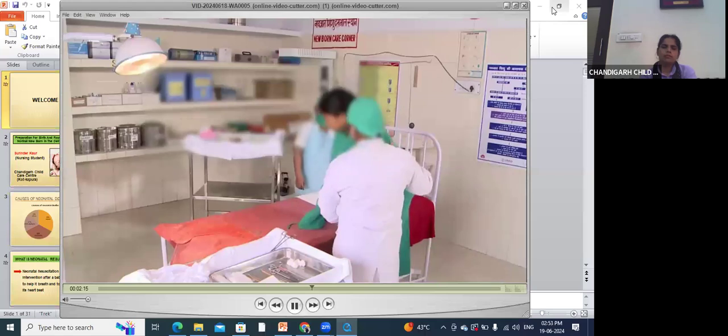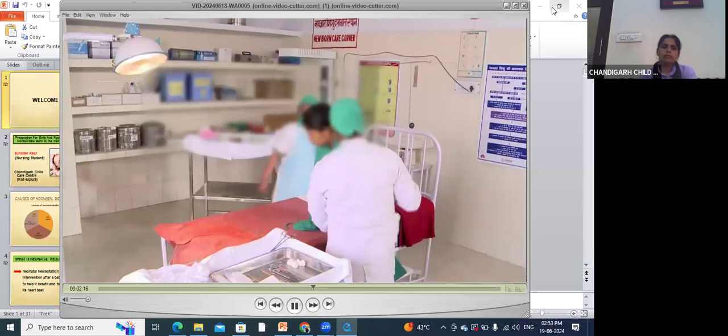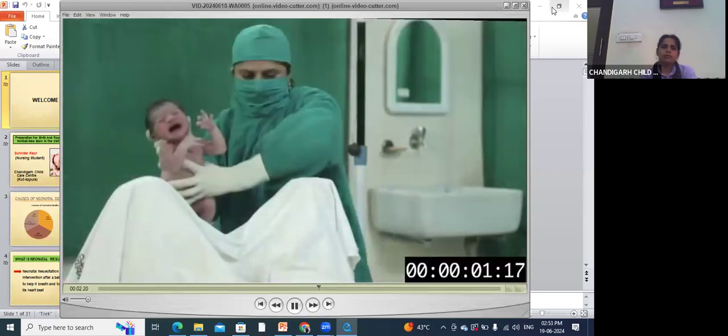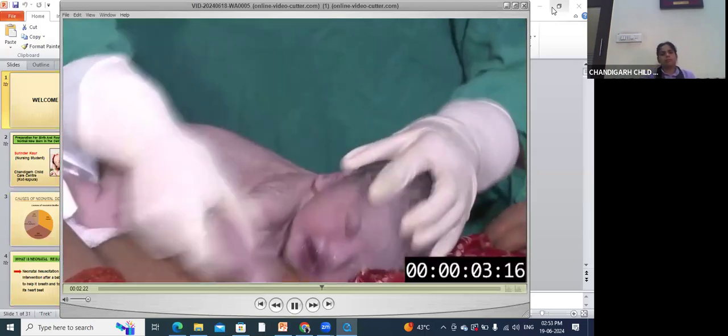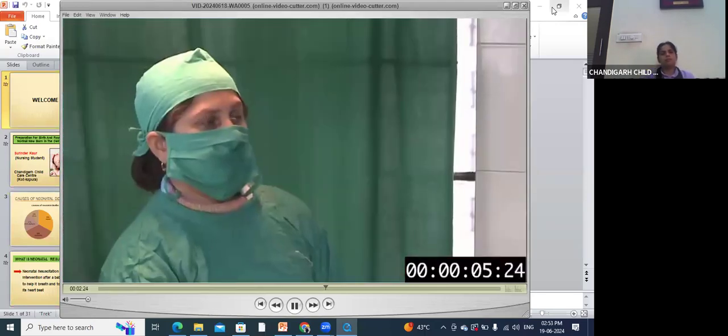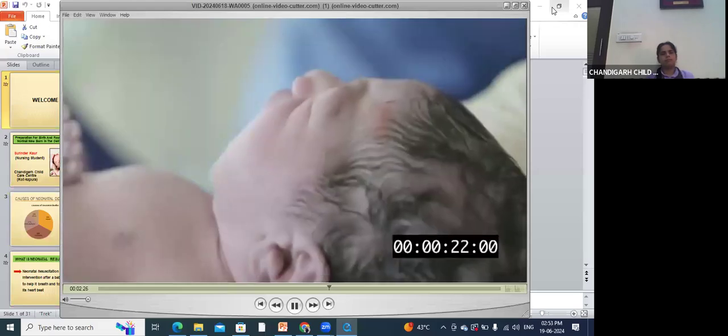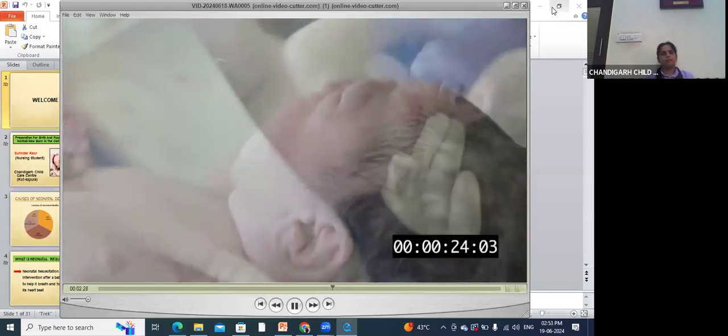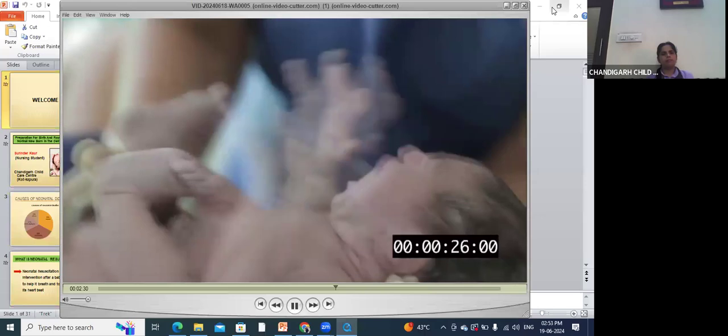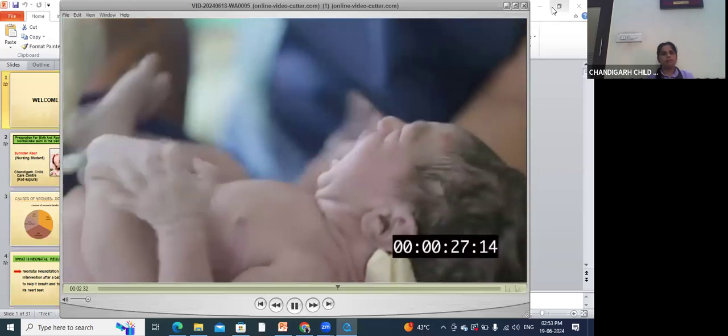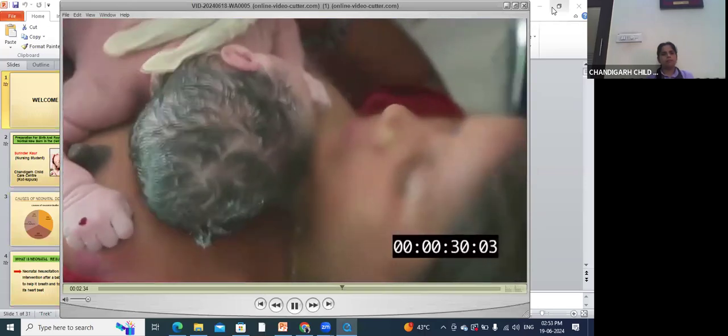We are prepared to welcome the new life with extra care and deliver the baby on the mother's abdomen. Call out the time of birth. 11:45. Thoroughly dry the baby and remove the wet towel. If the baby is breathing well, place the newborn for skin-to-skin contact.